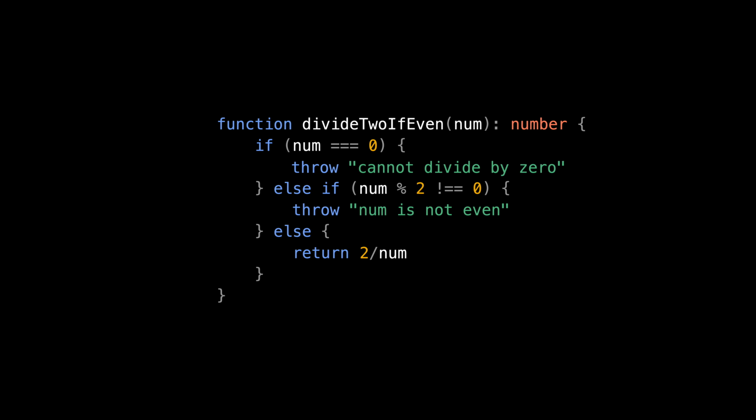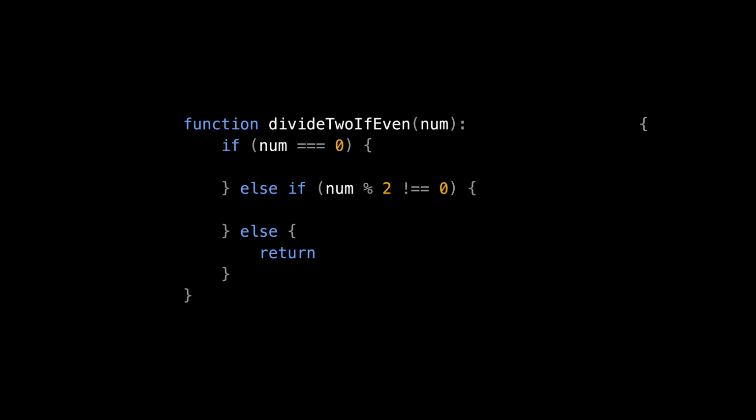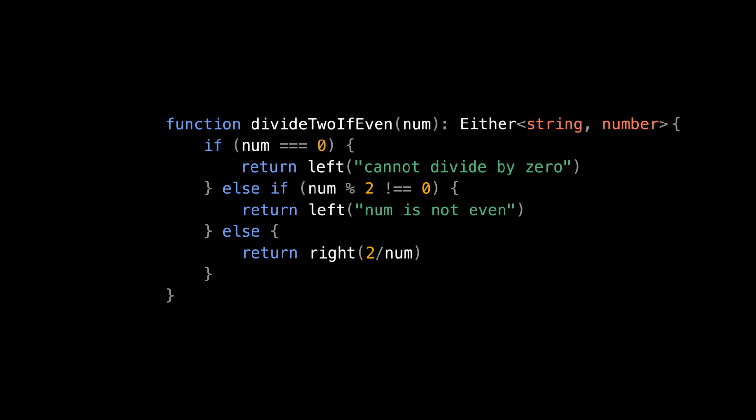Alright, let's get back to our first example. We saw that option is not useful for us because it cannot include our error messages. So let's use either to solve this issue. Our new function is now returning an either of a string or number. A string for specifying an error and number for specifying a result of the function.